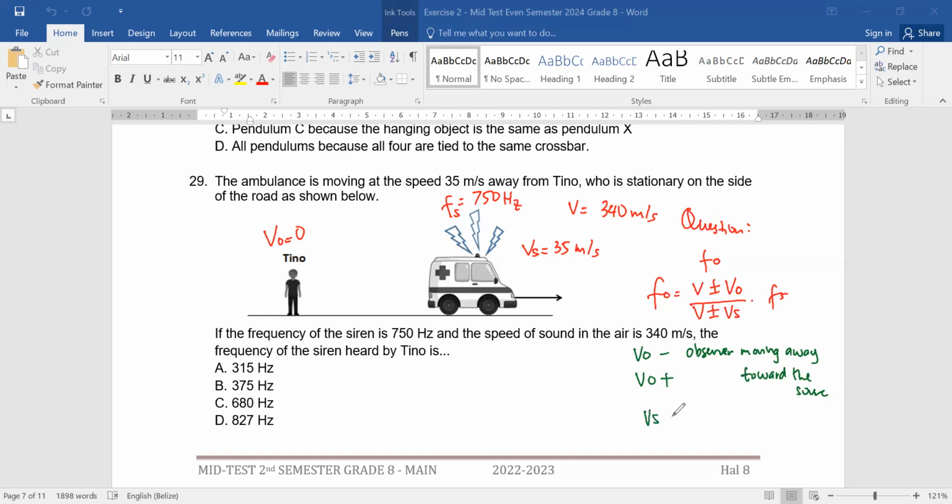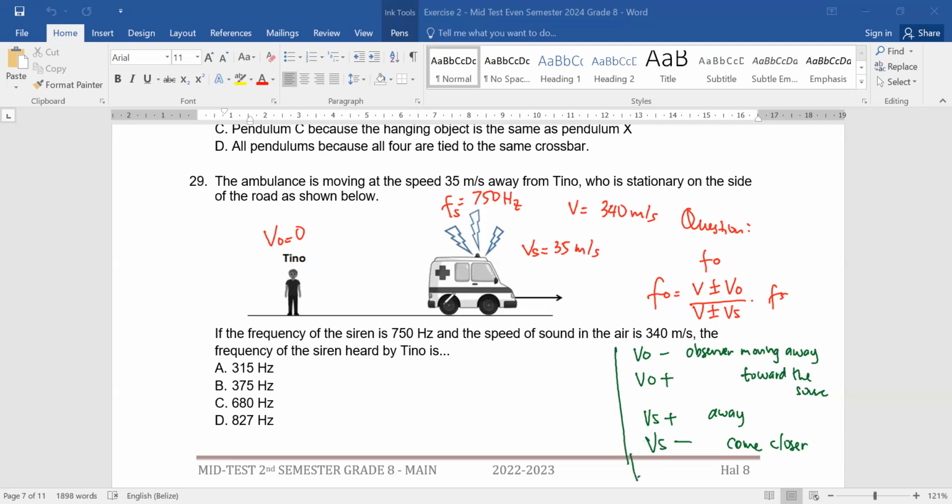But when the source is moving away, the VS will be positive, because it's away. It means that the sound heard has a lower frequency, in our logic. So the VS will be positive. And if the source comes closer, the VS is going to be negative, so the denominator is going to be smaller. So the frequency heard by the observer is going to be higher. It's okay, you can use your logic or just memorize all of these things, right?